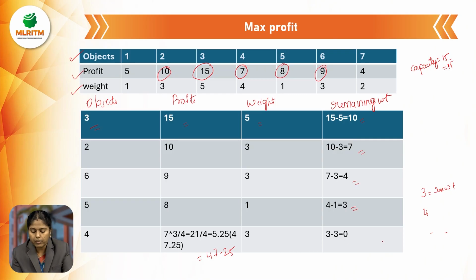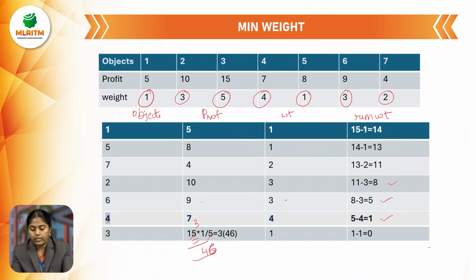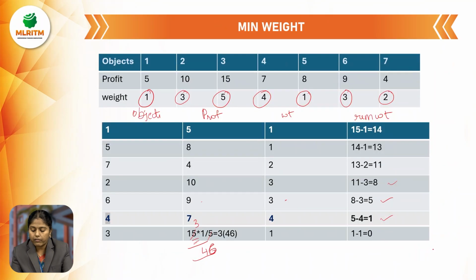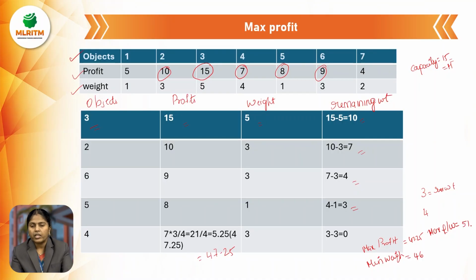This is how we calculate the three approaches that you have. First is maximum profit, the next is minimum weight, and the next is maximum profit by weight. In the maximum profit approach you got 47.25, for the minimum weight you got 46, and for the maximum profit by weight you are getting 51. By calculating these three approaches, the maximum profit is from profit by weight, which equals 51. This we can consider.